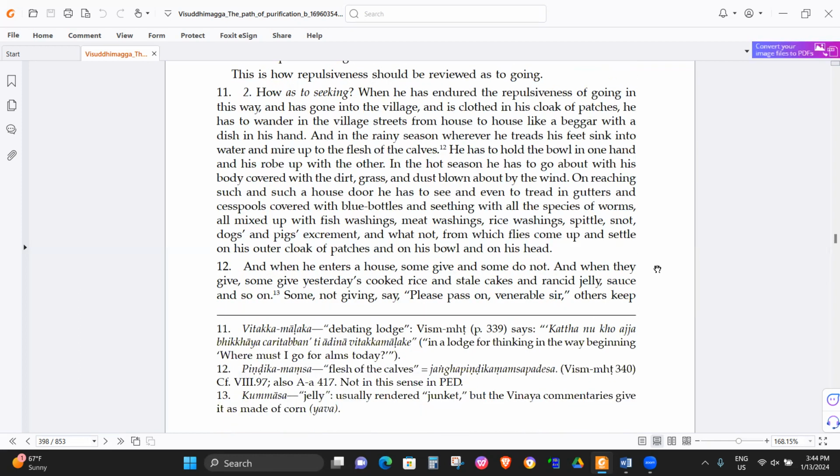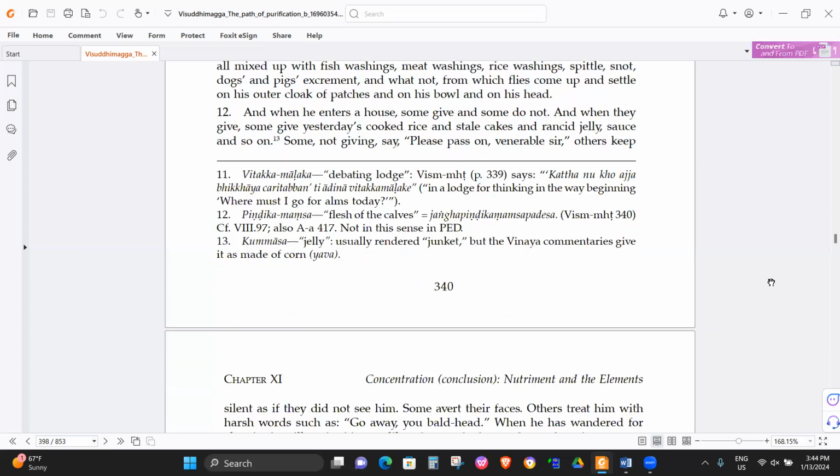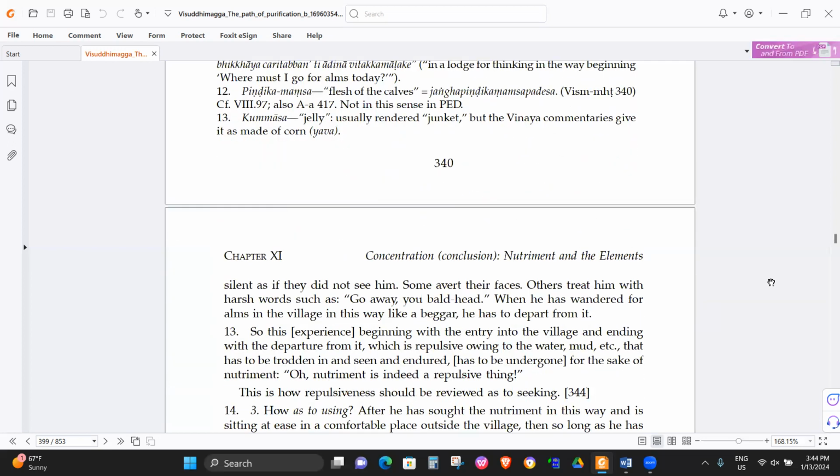You can continue to read number 12. And when he enters a house, some give and some do not. And when they give, some give yesterday's cooked rice and stale cakes and rancid jelly, sauce, and so on. Some, not giving, say, "Please pass on, venerable sir." Others keep silent as if they did not see him. Some avert their faces. Others treat him with harsh words such as "Go away, you bald head." When he has wandered for alms in the village in this way like a beggar, he has to depart from it.